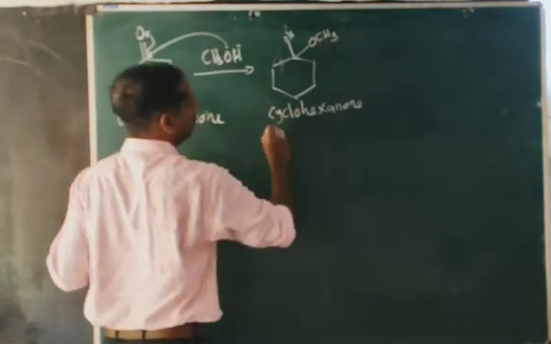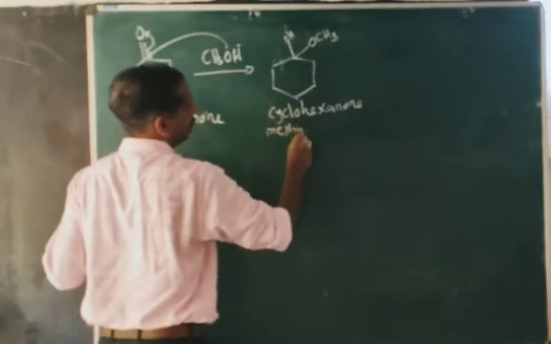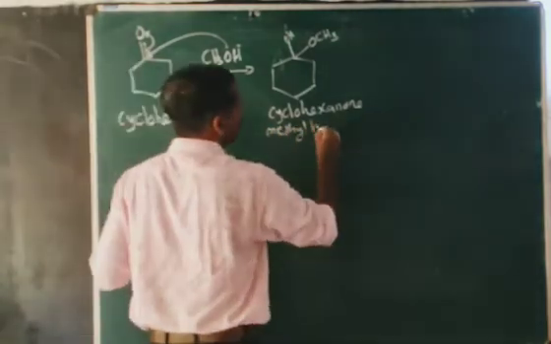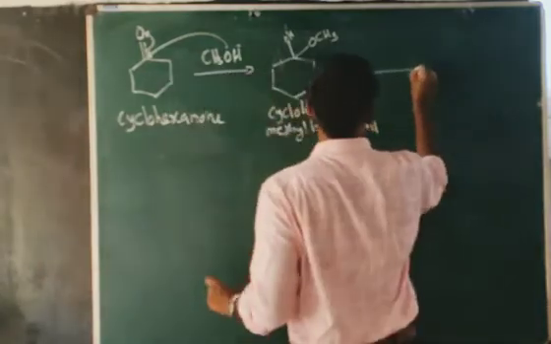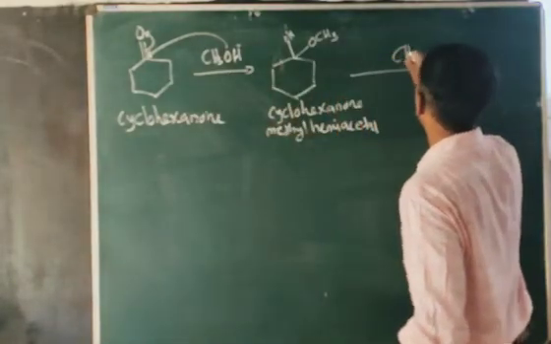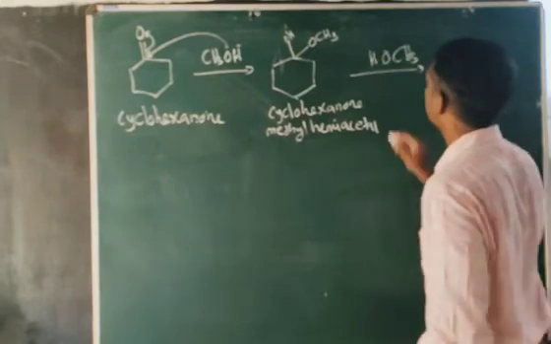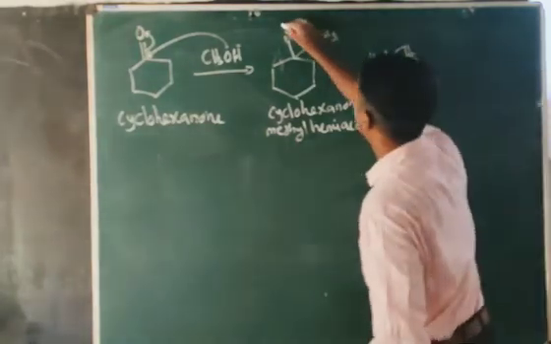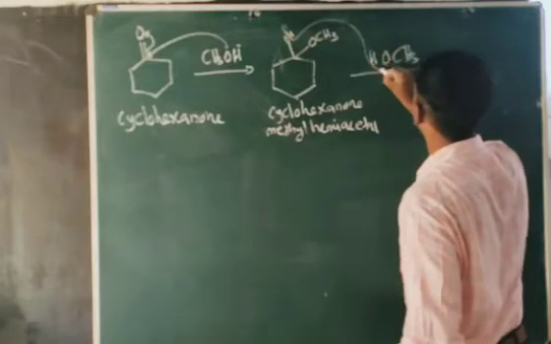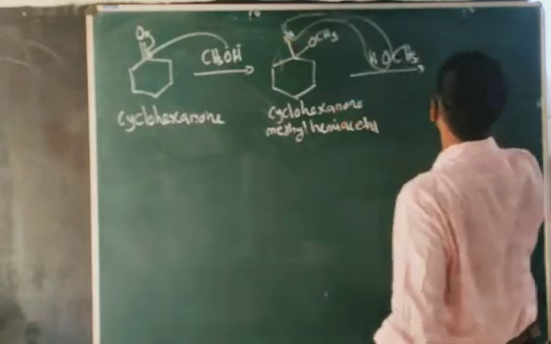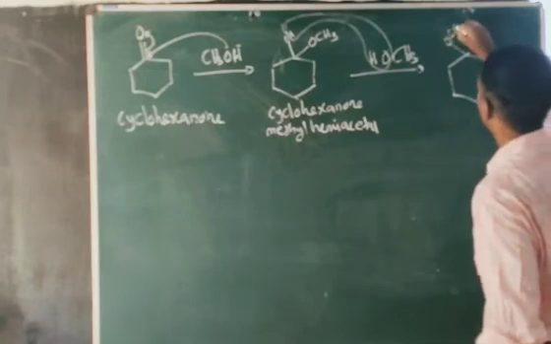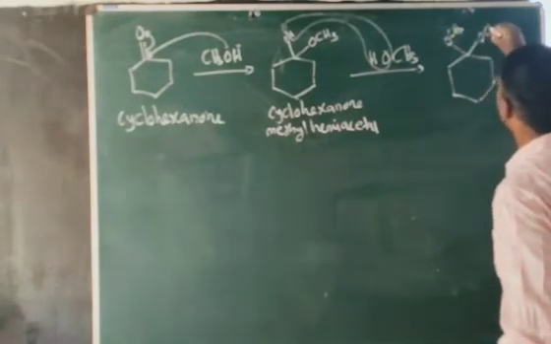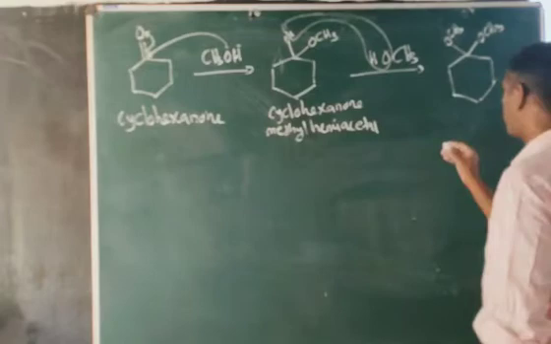Cyclohexanone, methyl. What is that? Hemiacetal. Okay, in the next step, it will react with another molecule of methanol, CH3OH. What will be eliminated? H2O is eliminated, and what do we get? We get a compound like this. Here it is OCH3, and here also OCH3. What is the name of this compound?